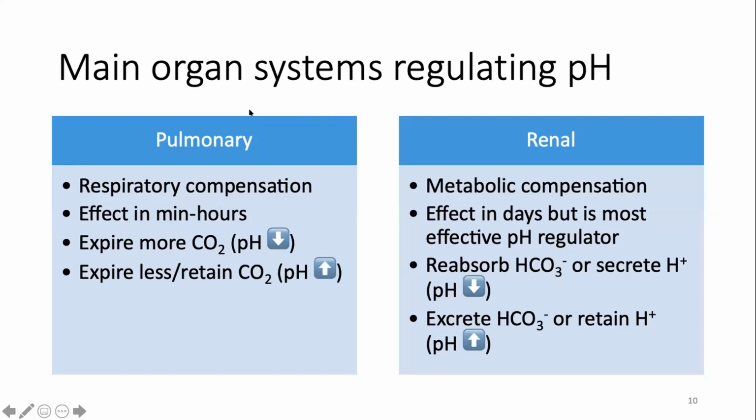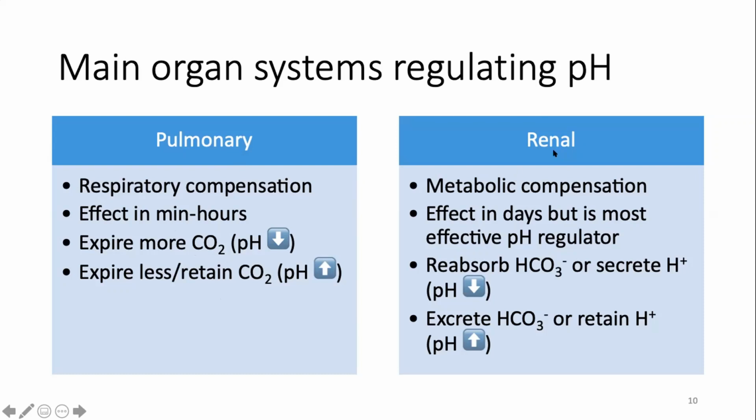Let's look at the first defense, which is the lungs. The lungs usually alter the amount of carbon dioxide expired. Okay. This is usually done through changes in the ventilation itself, either the tidal volume or the respiratory rate. How about the renal?